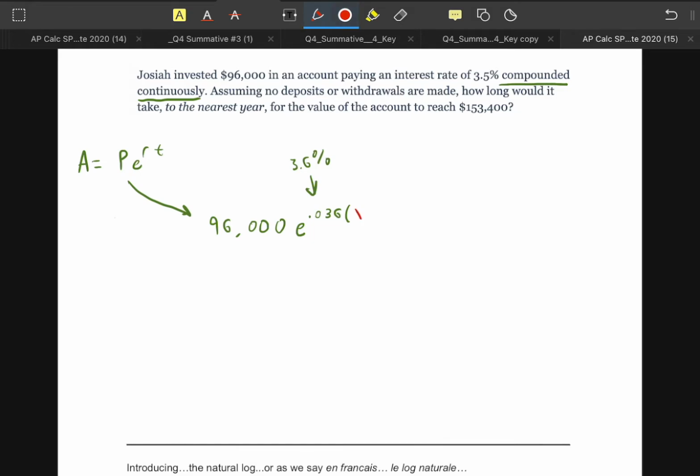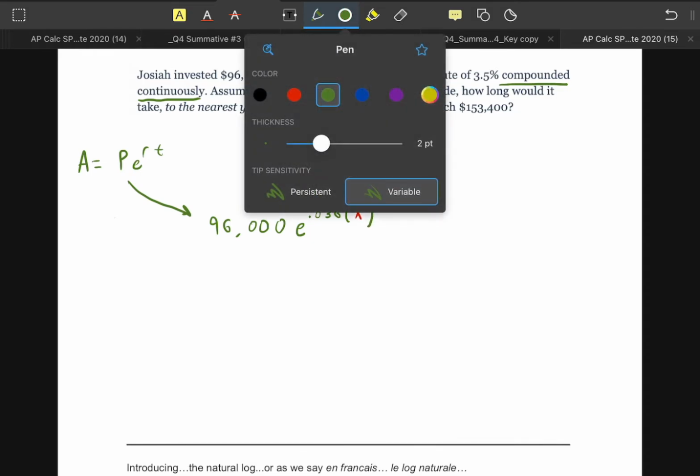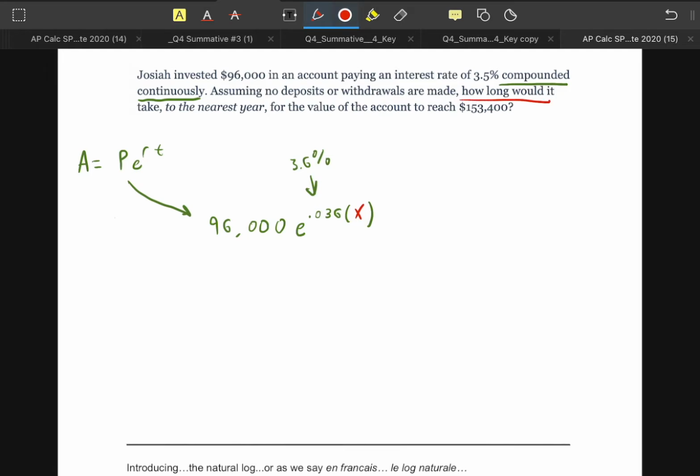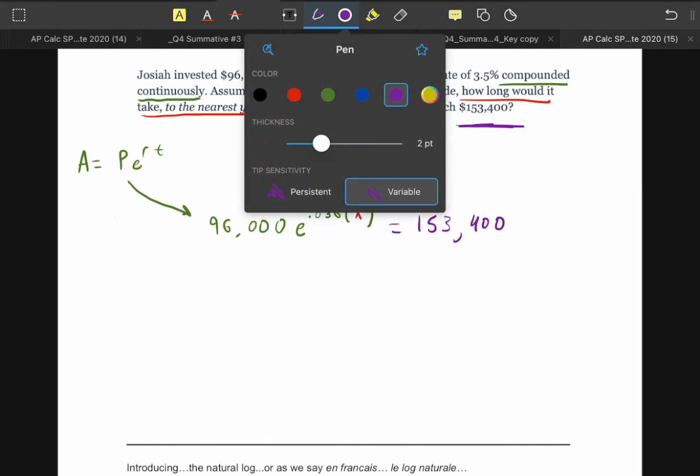I'll leave this as X because it doesn't give me a time period. It says how long would it take to the nearest year. Aha, here's the additional information for the value to reach 153,000. So I want to know, when is this equal to 153,400? And so we've done problems like this before.